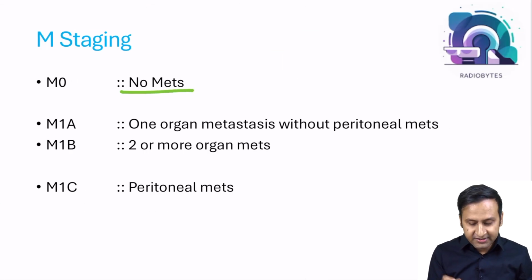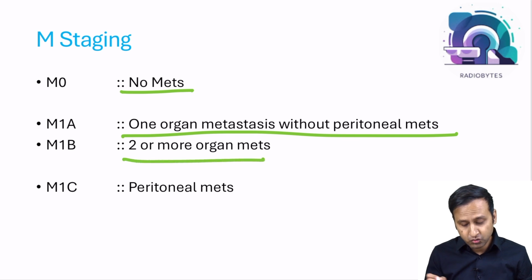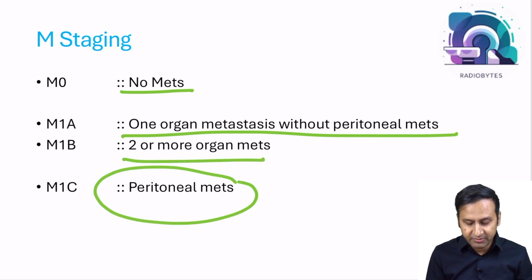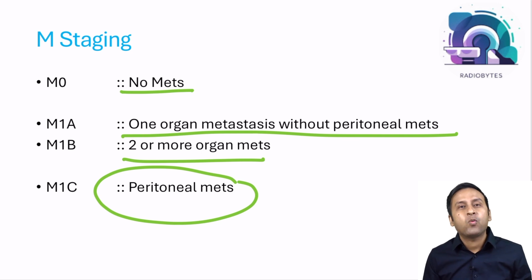When there is no metastasis, it's M0 stage. If there is one organ metastasis without peritoneal metastasis, it is M1A. M1B is 2 or more organ mets. And if there is a peritoneal metastasis, irrespective of organ metastasis, it is a case of M1C stage.